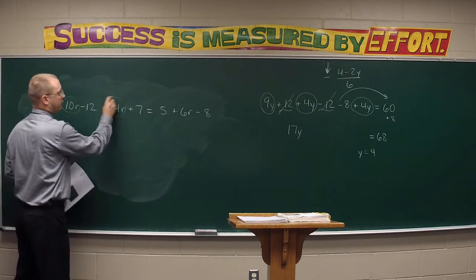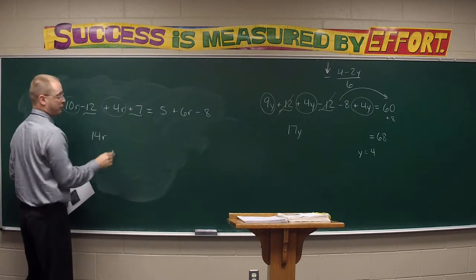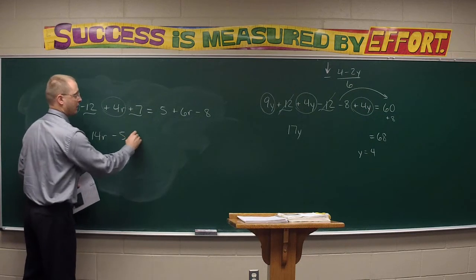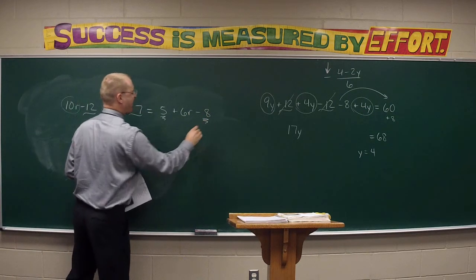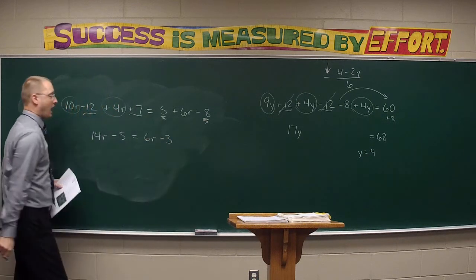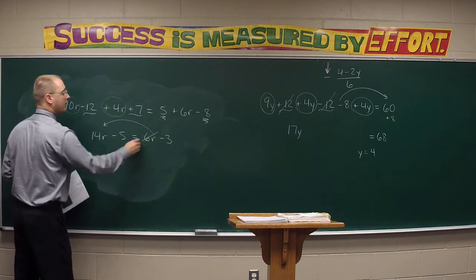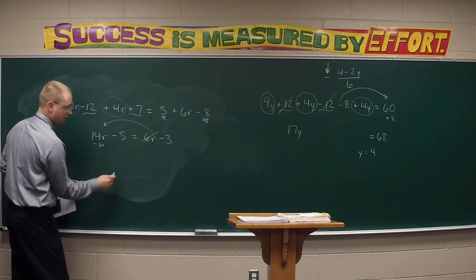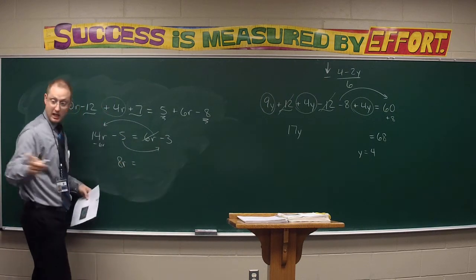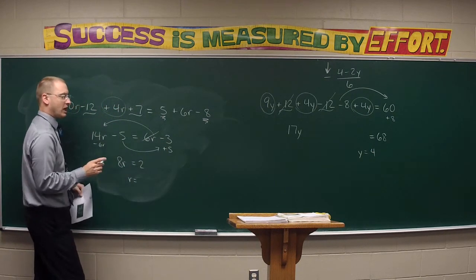I've got a 10r and a 4r. 14r. Kendall, I've got a negative 12 and a 7. Negative 5. And over here, I've got a 5 and a negative 8, Michael. You get negative 3. The little r here, Kendall, I'll bring over as a positive, to get 8r. And we'll send the negative 5 over here as a positive, to get 2.